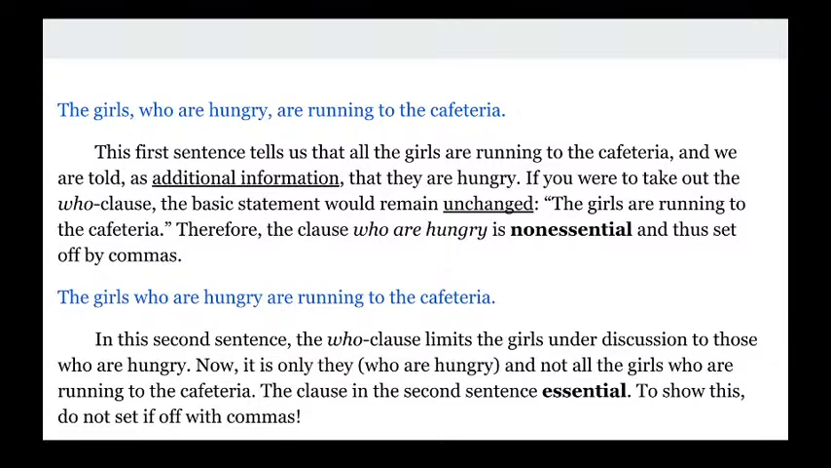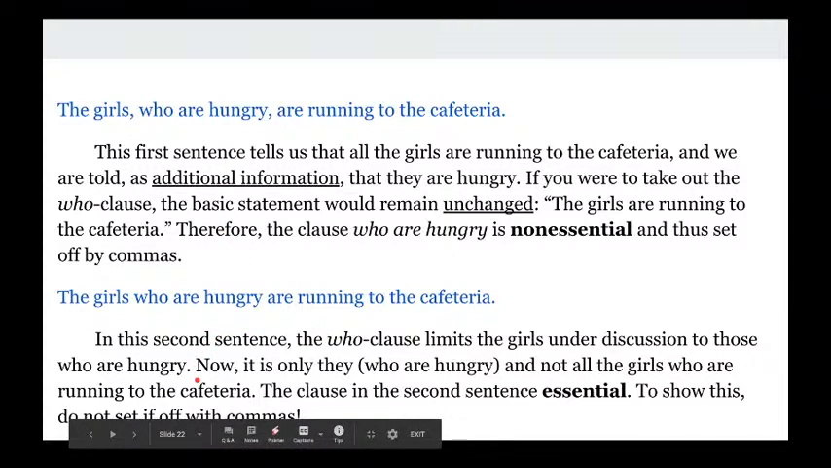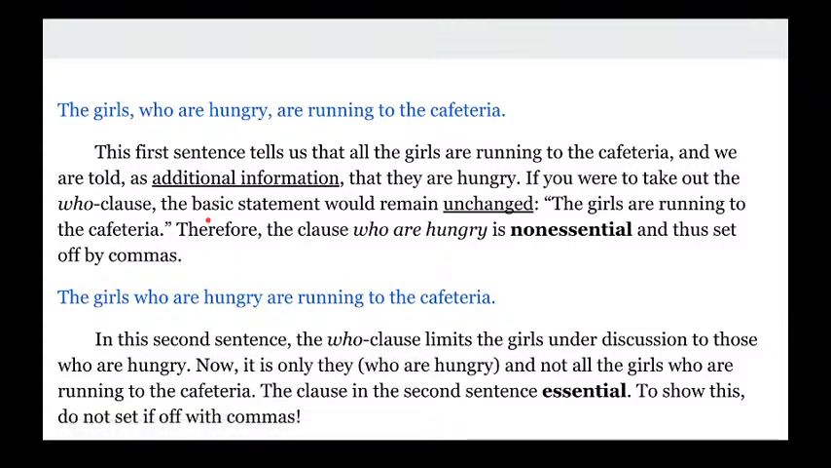So even though this new sentence can read similar to this, you just have to keep in mind the punctuation importance and also what the author is trying to say. This sentence is talking about just the girls who are hungry, and here it's just a little fact that the girls running to the cafeteria happen to be the ones that are hungry.